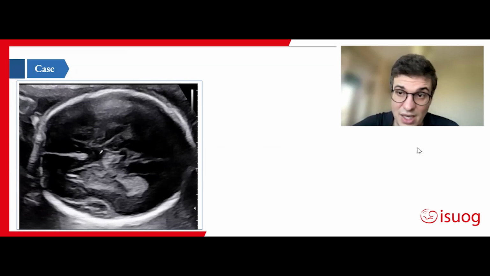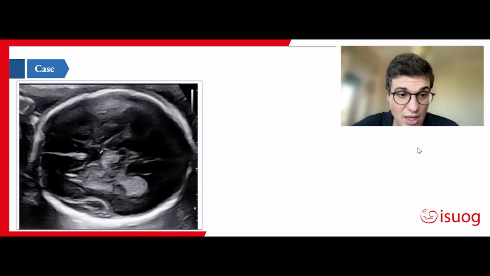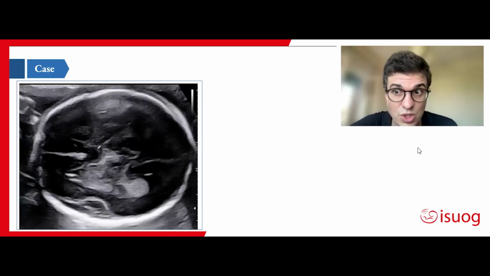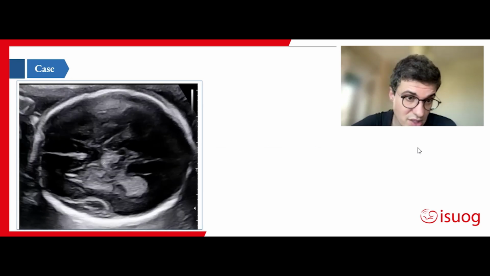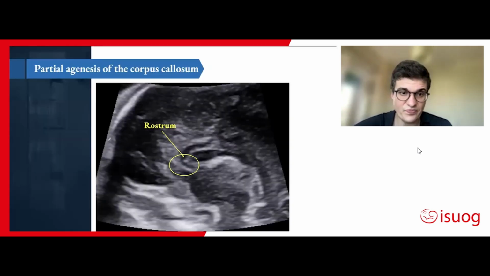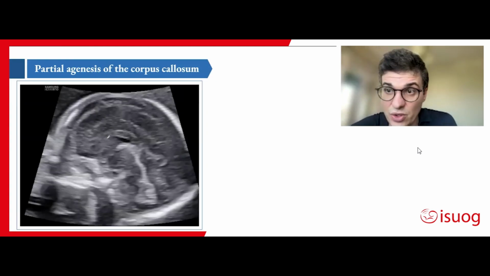But if we look at this shape, it's not rectangular or trapezoidal in shape. So in this condition, when we have a square appearance of the cavum septi pellucidi, we should always go to neurosonography, because it might be one of the few, I would say the only, signs of another condition called partial agenesis of the corpus callosum. In this condition, of course, part of the organ is missing, especially the posterior inferior part.